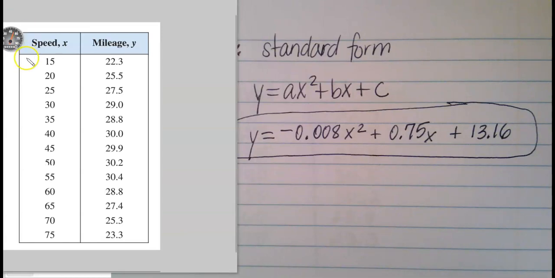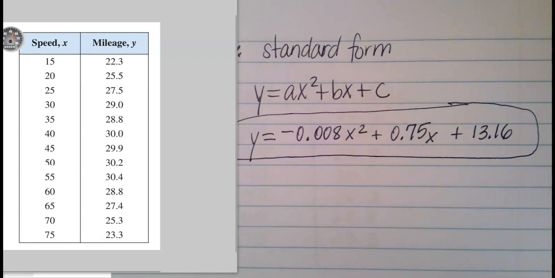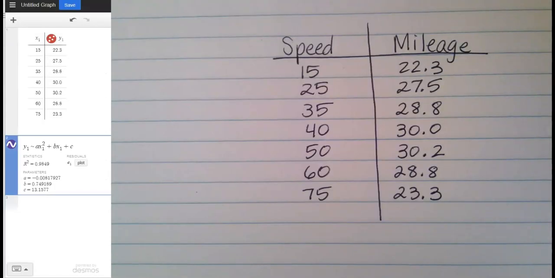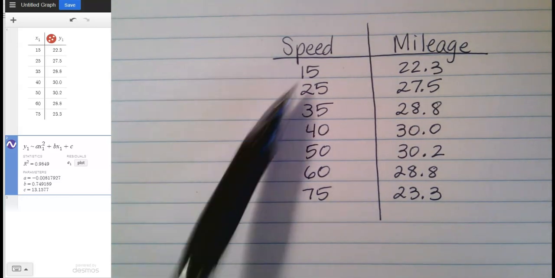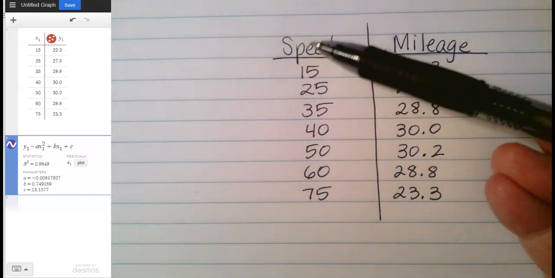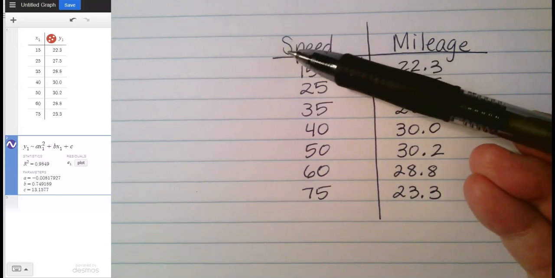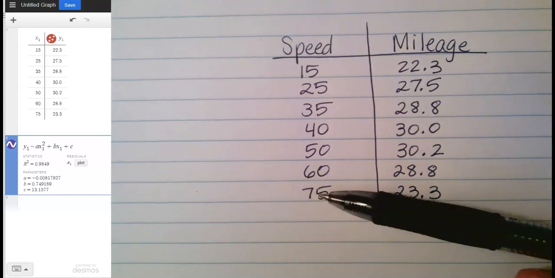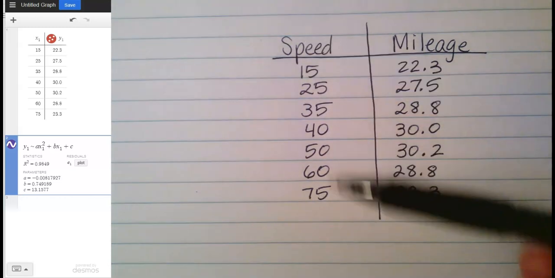Now, actually, technically, I didn't use that value, did I? I used my other table that had fewer values. But let's go back to my table. Let's suppose that you wanted to know what mileage my car would get if I was going 85? Or what mileage would my car be getting if I was going 5 miles per hour? Or 100 miles per hour? Something smaller or larger than the scope of the numbers that we looked at, okay?